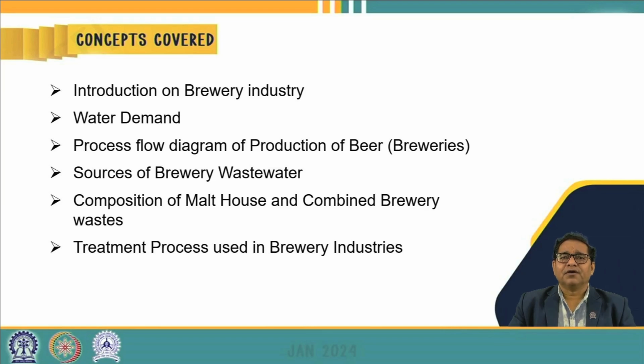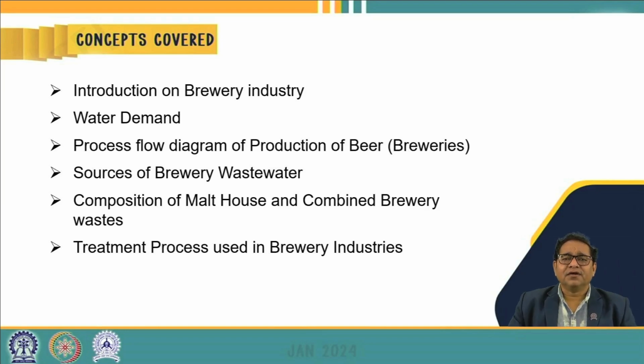Under this, we are going to cover a basic introduction on the brewery industry, its growth, and then we will be looking at the different unit operations involved in brewery, their water demands, and then the production of beer, how the beer is produced using a process flow diagram. Then we will be looking at the sources of brewery wastewater, where from different sections the wastewaters are generated, and what type of wastewater is generated.